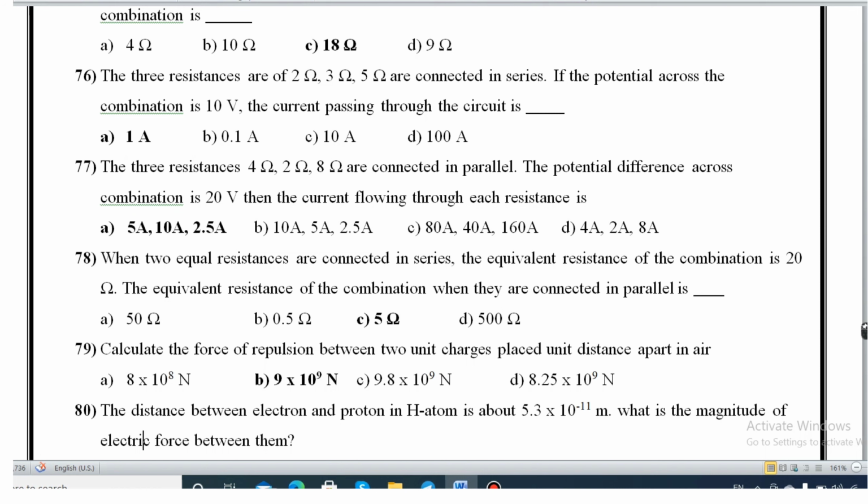Three resistors of 4 ohm, 2 ohm, and 8 ohm are connected in parallel. The potential difference across the combination is 20 volt. Then the current flowing through each resistance is 5 ampere, 10 ampere, and 2.5 ampere. When two equal resistors are connected in series, the equivalent resistance of the combination is 20 ohm. The equivalent resistance when they are connected in parallel is 5 ohm.